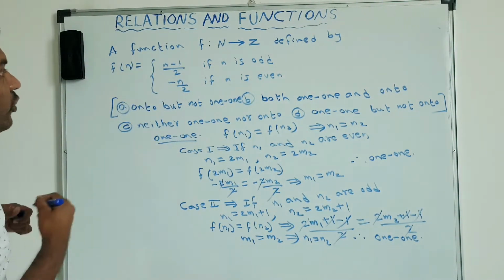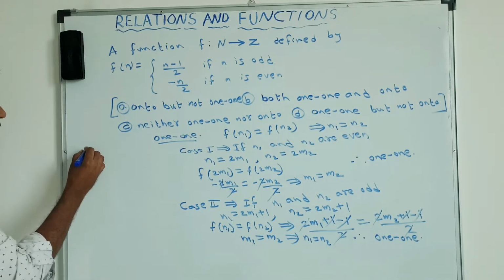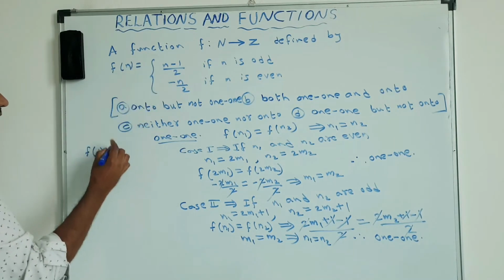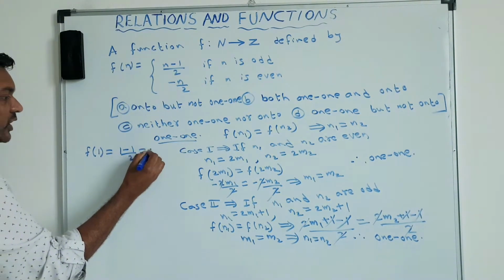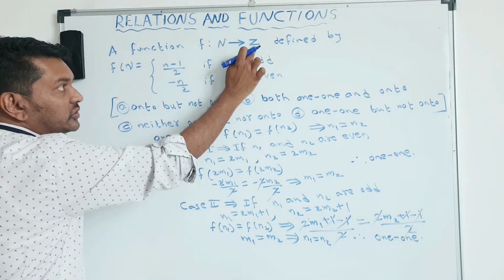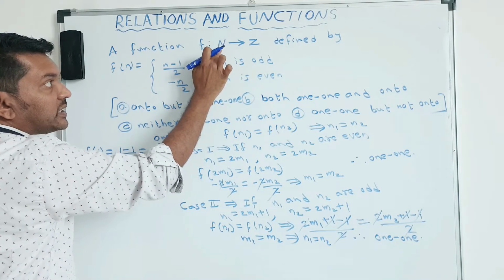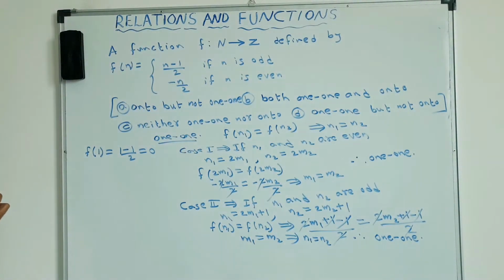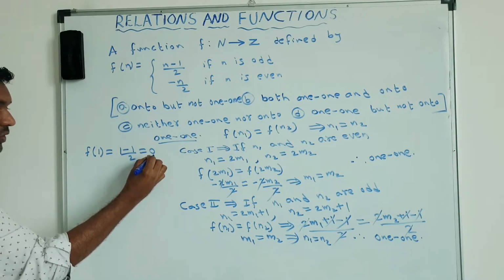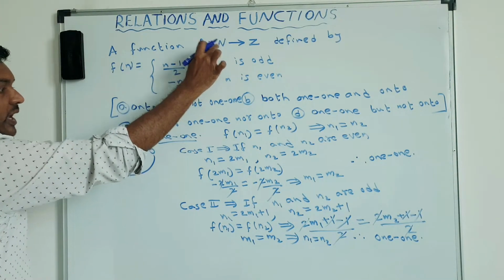Now checking for onto, whether this is an onto function or not. So I am substituting f of 1. 1 is an odd number, I have to put it here. 1 minus 1 by 2, which is 0. For onto, for all the y values belonging to Z, there should be a corresponding value of x belonging to the natural numbers. So for y equals 0, there is a corresponding value of x, which is 1, belonging to N.